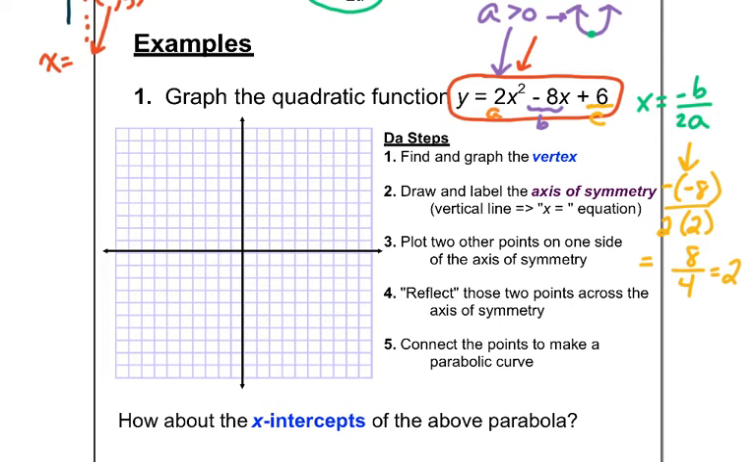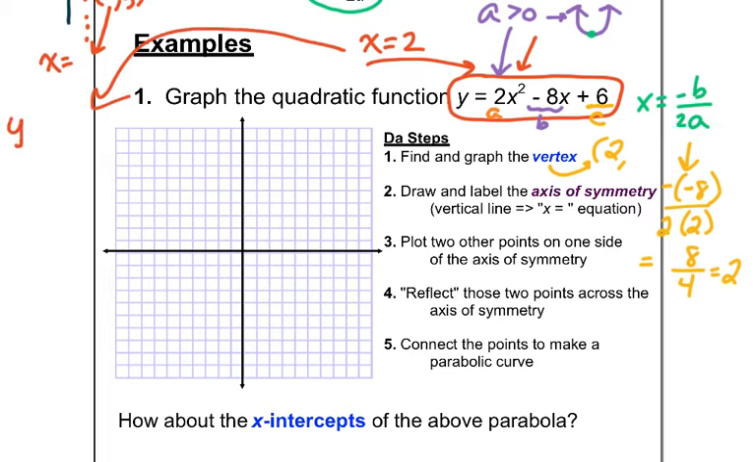So I know that my vertex is at 2 comma something, and we need to find that something. The best way to do that is to plug our 2 back in for x and see what the y value is. Why don't we do that over here on the left-hand side?